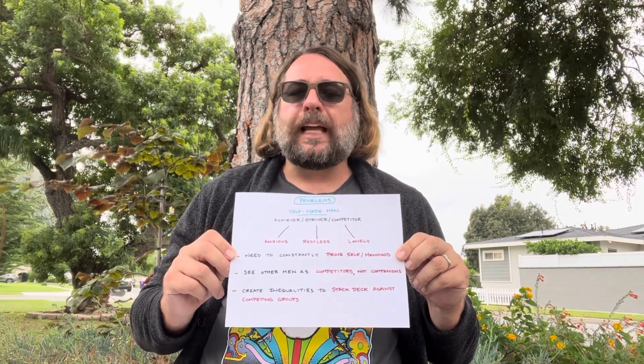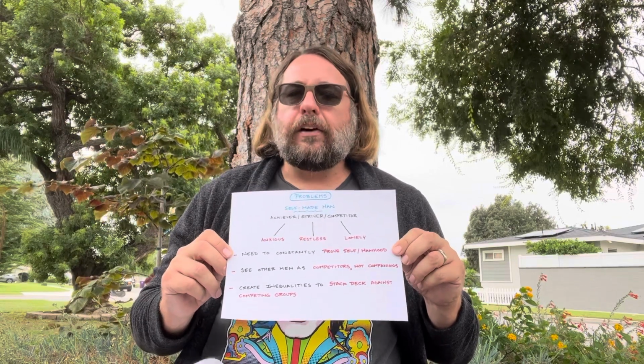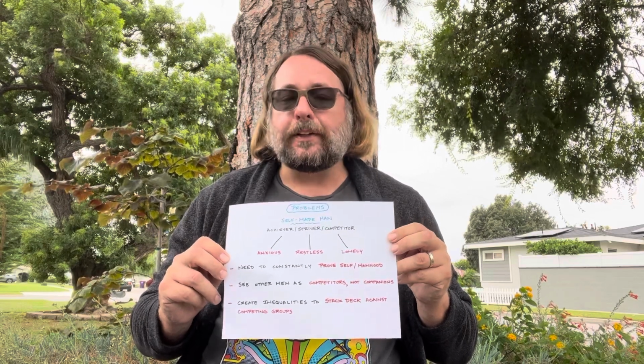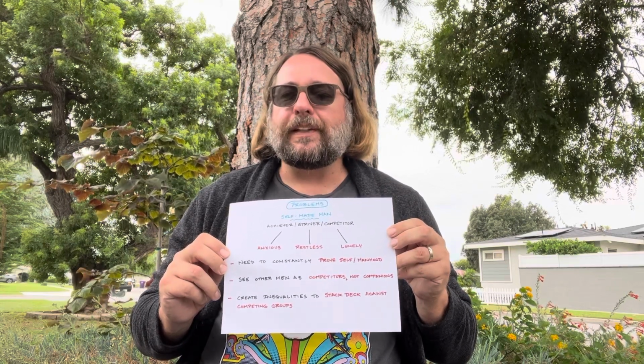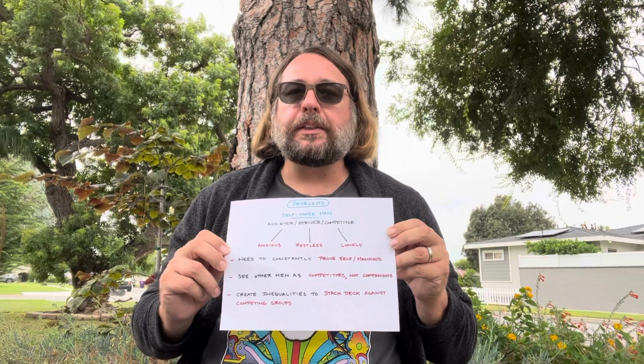The self-made man was anxious, restless, and lonely. He often felt that he had to constantly prove himself and his manhood, and he often tended to see other men primarily as not companions, but as his competitors for that success in the marketplace. And men who happened to possess the elements associated with that dominant form of American masculinity too often tried to stack the deck against groups perceived as potential competitors by erecting barriers that prevented equal access to or benefits from the country's educational, financial, legal, and political systems.